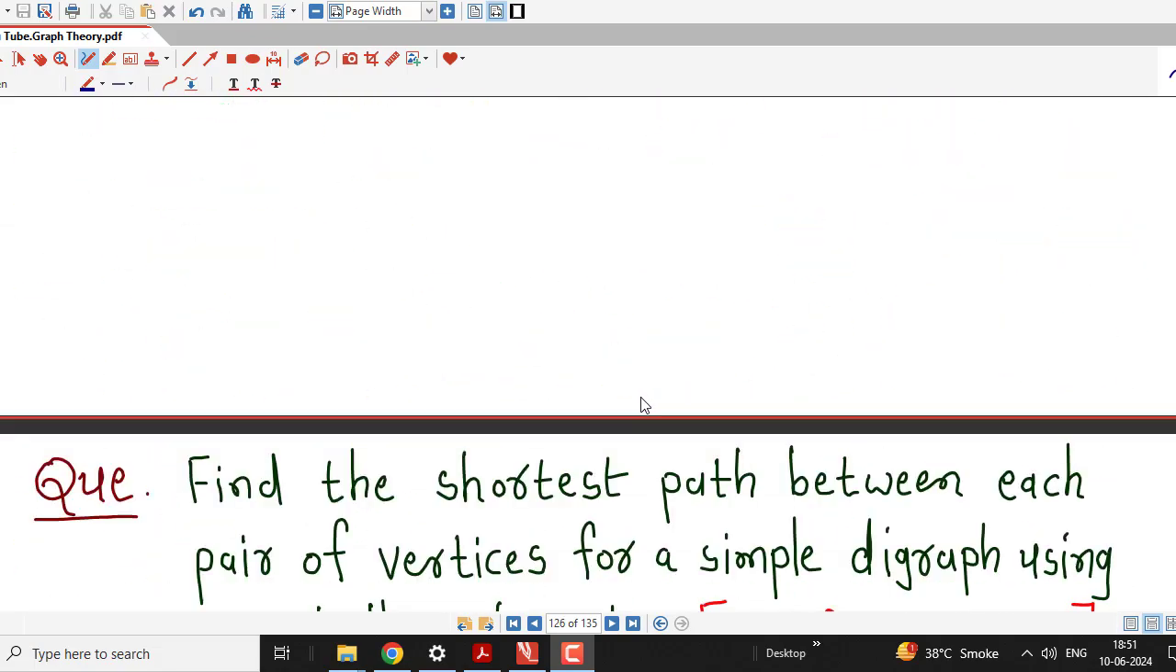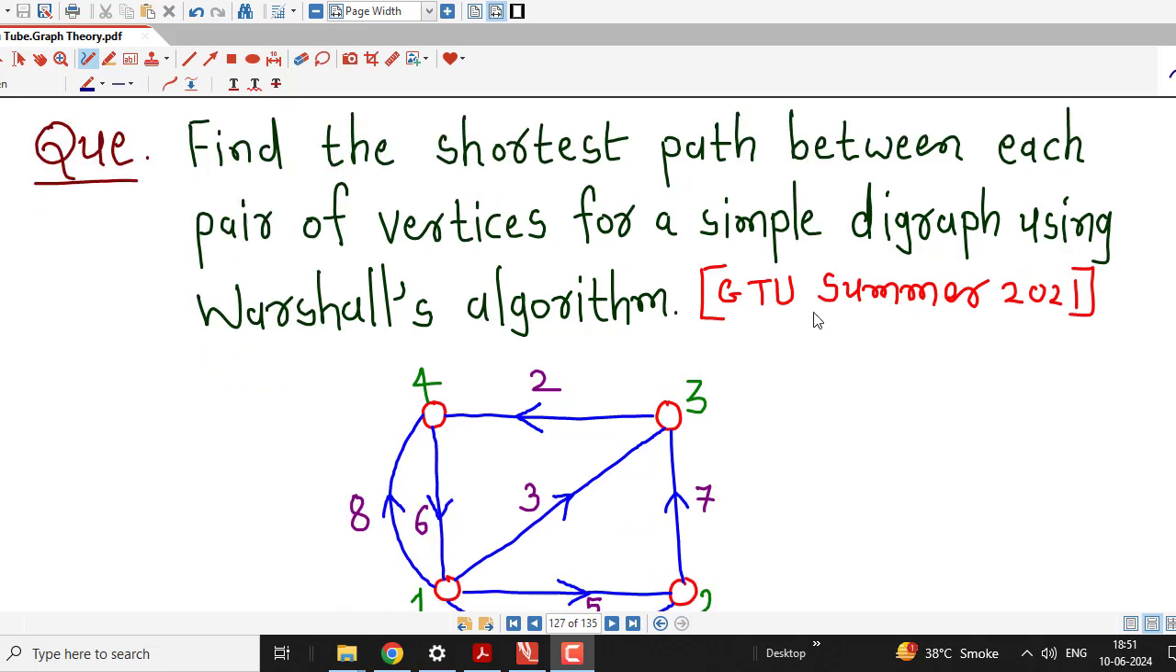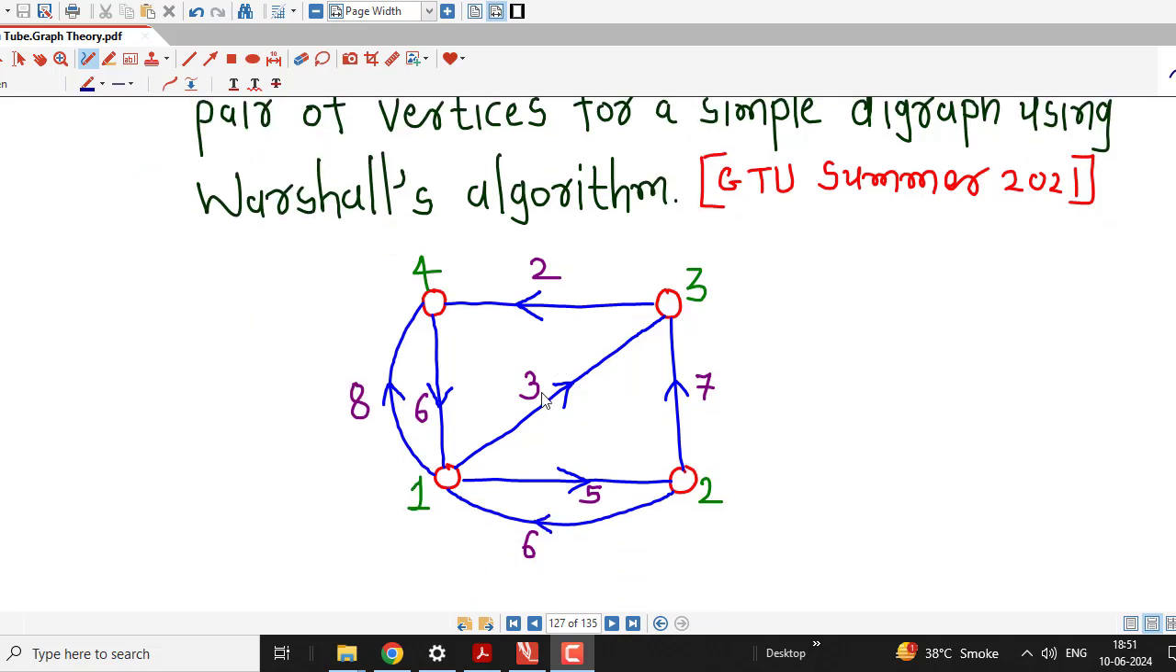So I have taken this example which was asked in the GTU Summer 2021 exam. Here you can see we are given a graph in which weights are assigned to each edge. For example, the edge connecting 1 to 3 is assigned weight 3. Similarly, there is a weight 2 for this edge between 3 and 4. So this is the graph in which each edge is assigned a weight, or we can say that it is the length of the edge.